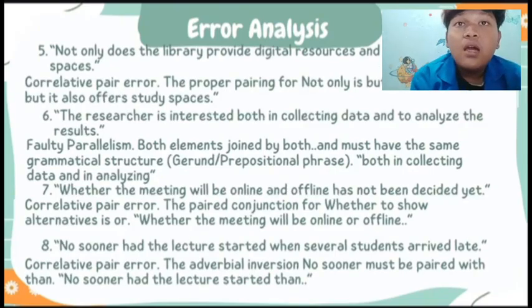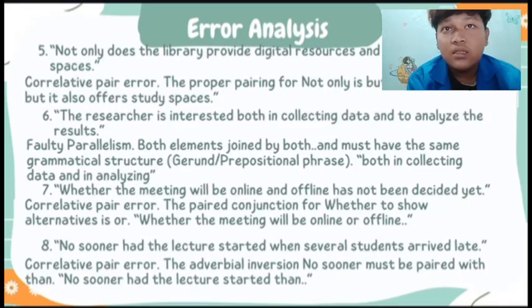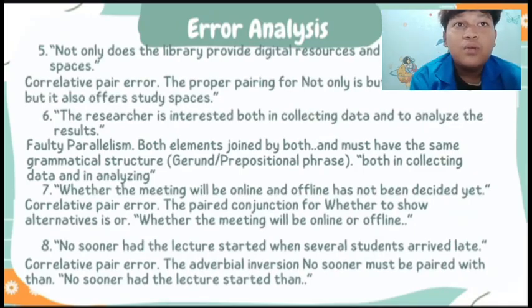Number six, the researcher is interested both in collecting data and to analyze the results. Faulty parallelism. Both elements joined by both and must have the same grammatical structure, so it should be both in collecting data and in analyzing the results.